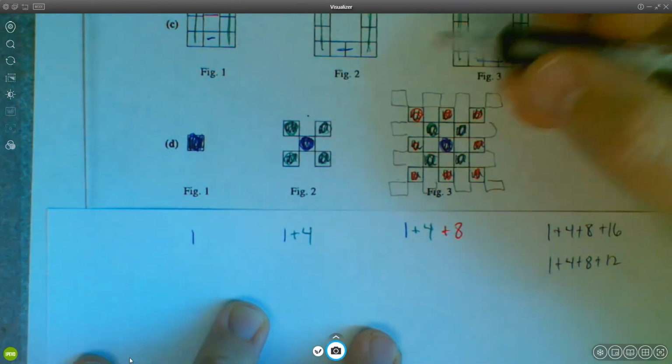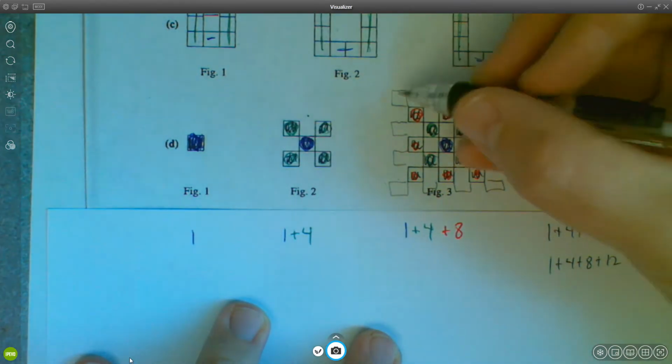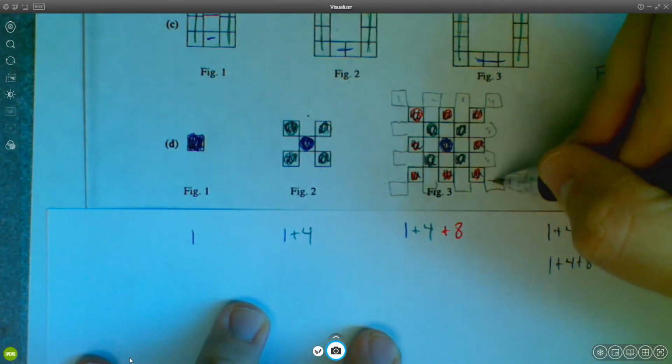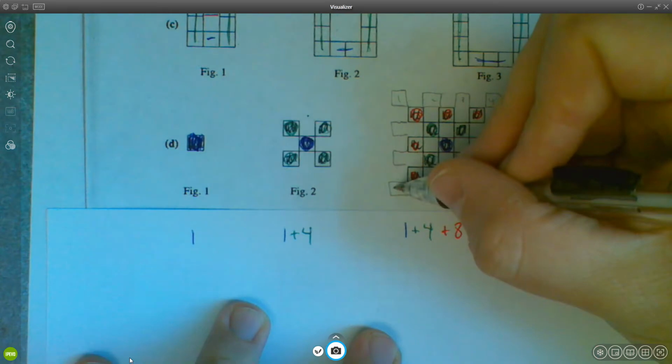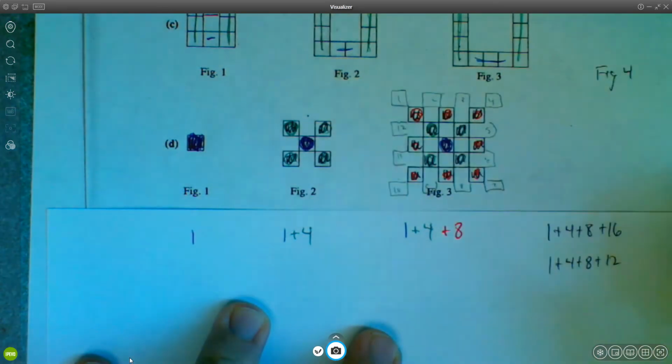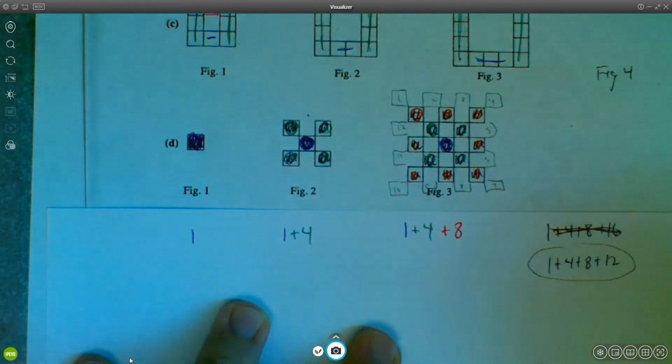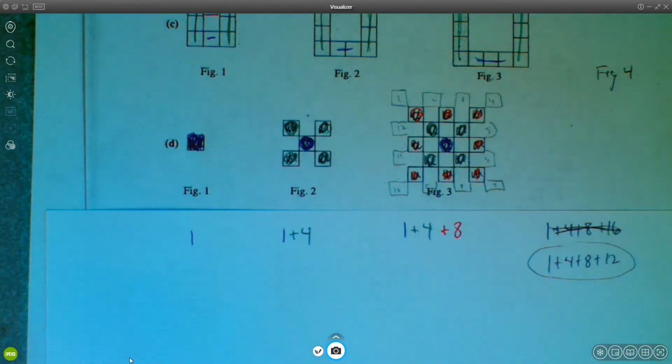So how many have we added? We've added 1, 2, 3, 4, 5, 6, 7, 8, 9, 10, 11, 12. So it should be 12, right? But again, this is slightly problematic.